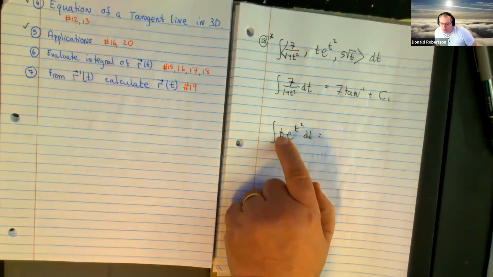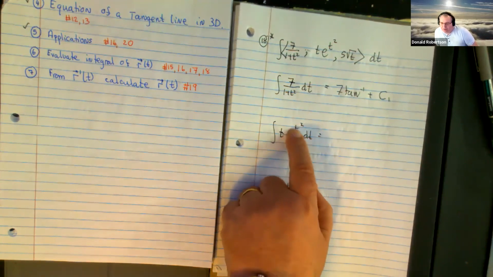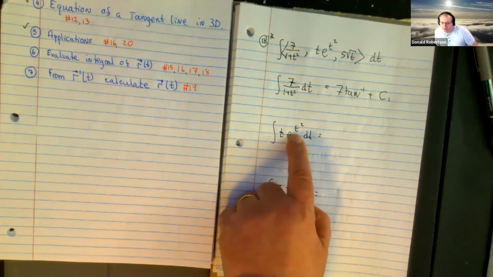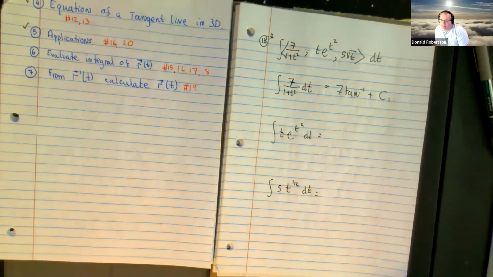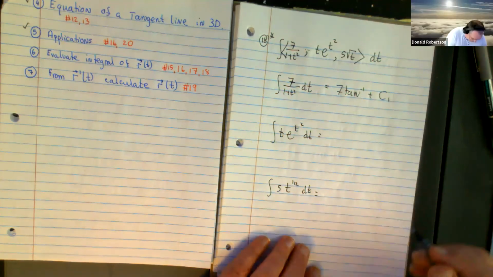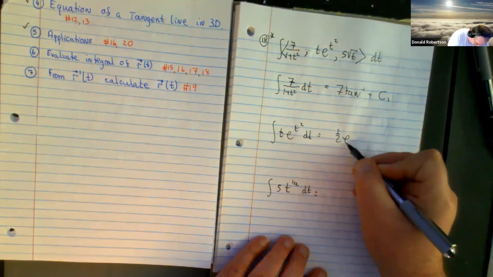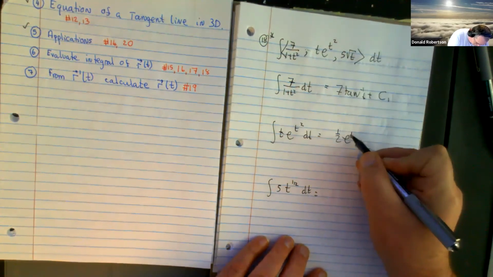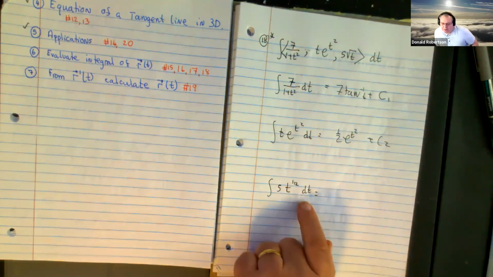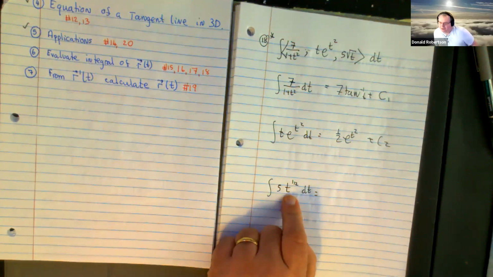What method would you use to integrate this one here? U sub. Agreed. Who's the u going to be, Evan? u equals t squared. Yep. And can I just tell you what the answer is going to be? Because we're kind of cutting corners here. Plus C2, right?